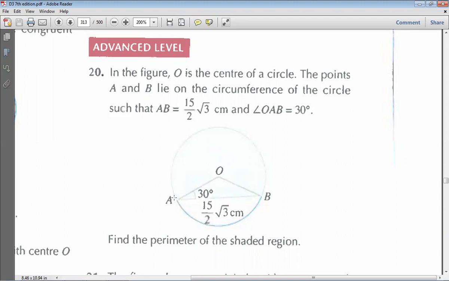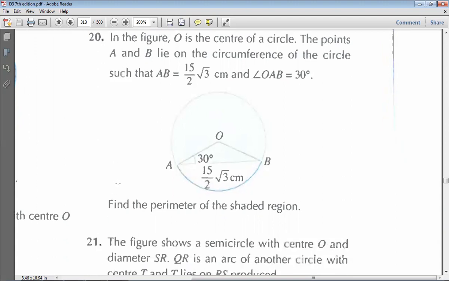So once you know this angle, you know this whole segment is shaded, but it's a major segment, so its angle will be 360 minus 120. Then you can find the arc of this major sector, and this length is already given. The question is to find the perimeter of the shaded region. The perimeter of the shaded region is this arc and this straight chord. The chord's length is already given. Once I know this angle, I can find this arc of the major sector also. It's a very easy question.